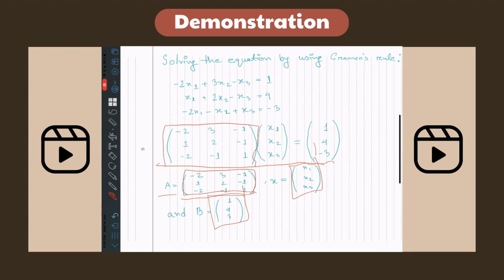In order to find A1, we would need to substitute the first column of the matrix A, which is -2, 1, and -2, with the constant matrix, that is the matrix B, which is equal to 1, 4, and negative 3.